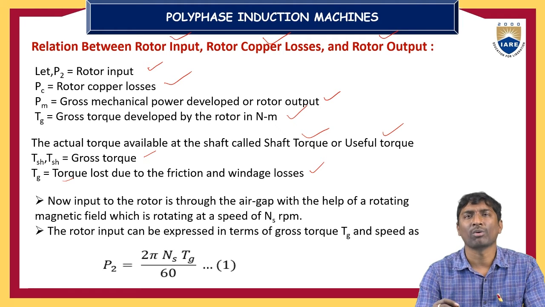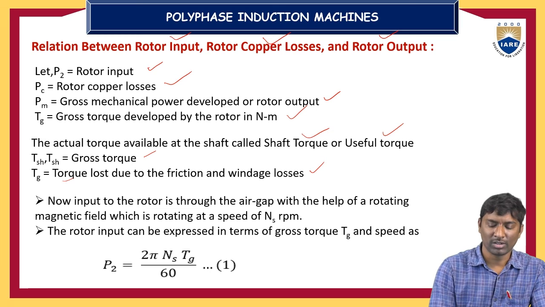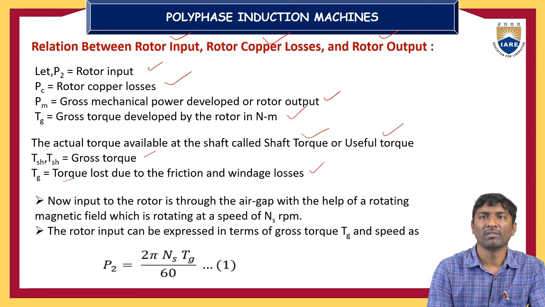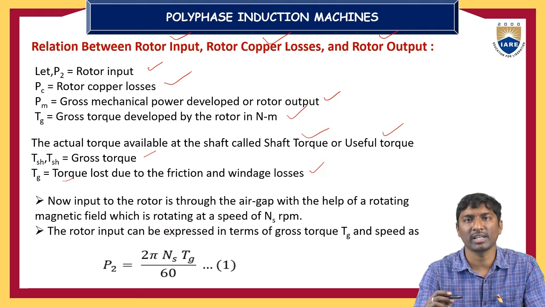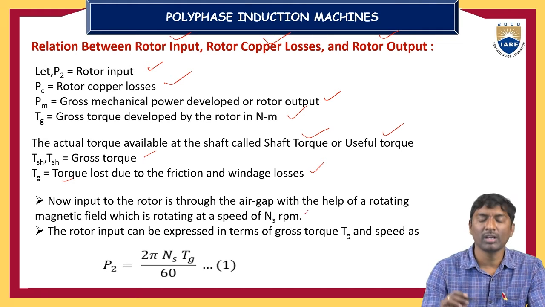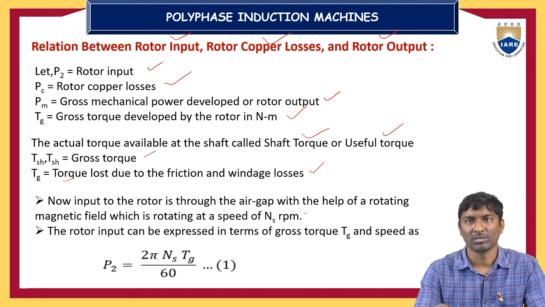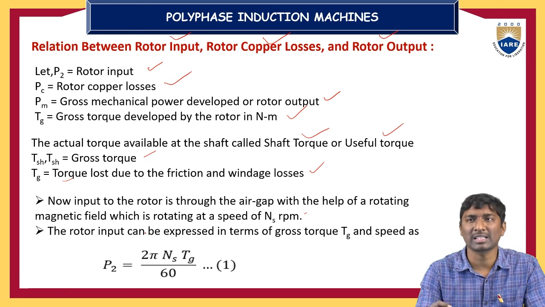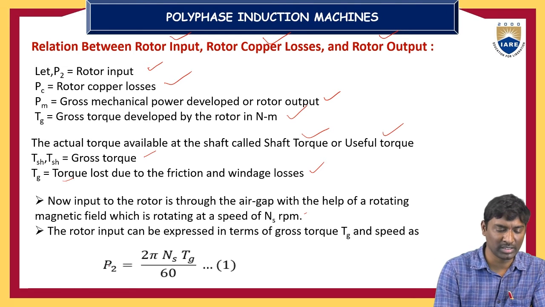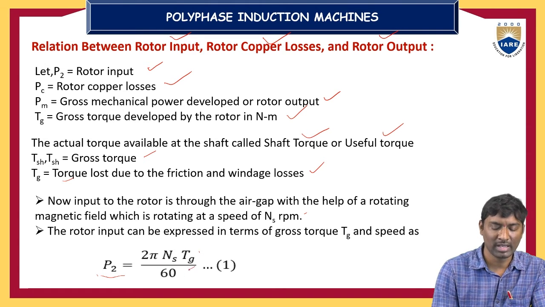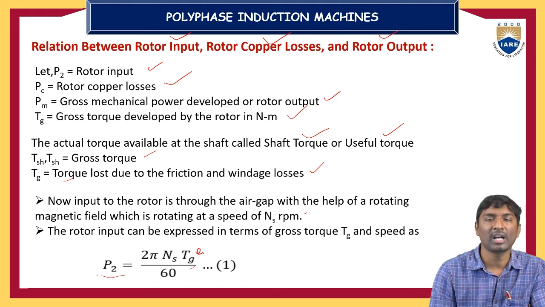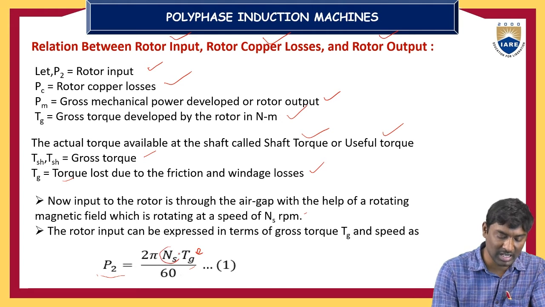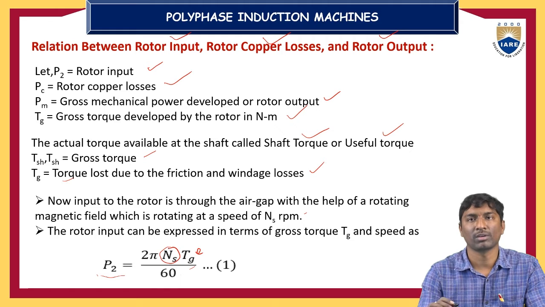So that's why I'm getting the rotating magnetic field. With the help of the rotating magnetic field, which is rotating at the speed of Ns, in terms of revolutions per minute, the rotor input can be expressed in terms of the gross torque and the speed. That is, P2, the rotor input, is equal to 2 pi Ns Tg divided by 60, where Tg is the gross torque and Ns is the synchronous speed.